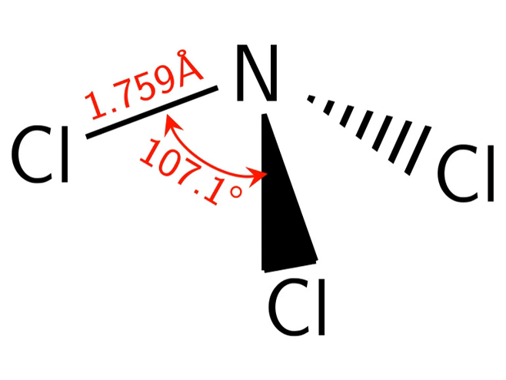Like ammonia, nitrogen trichloride is a pyramidal molecule. The N-Cl distances are 1.76 Å, and the Cl-N-Cl angles are 107 degrees. Nitrogen trichloride can form in small amounts when public water supplies are disinfected with monochloramine, and in swimming pools by disinfecting chlorine reacting with urea in urine and sweat from bathers.